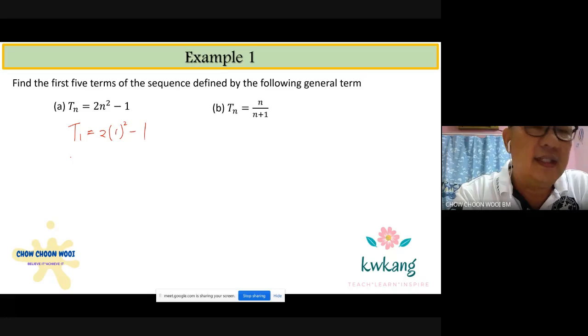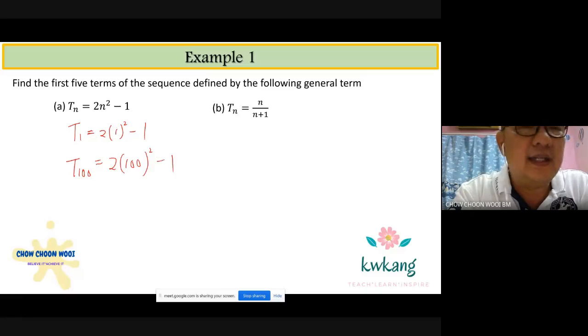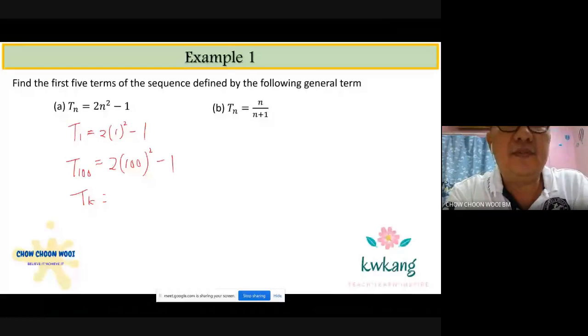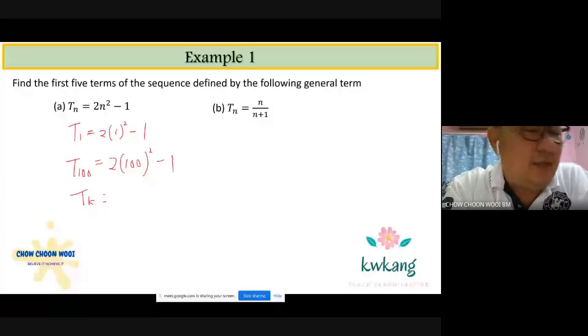So what about if I want to find T100? T100 itu sebutan ke 100, which is equal to 100 kuasa 2 minus 1. Right or not? So how about if I ask you to find the K term? K term, can you tell me your answer? Maybe for some of you, can you please type your answer? Boleh tak kamu type jawapan kamu?